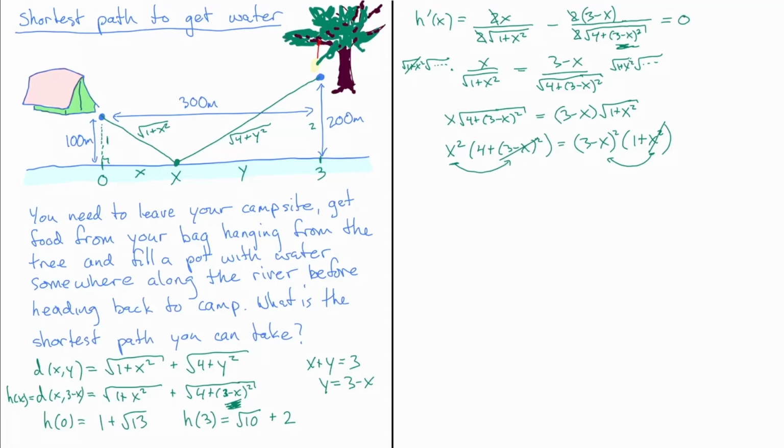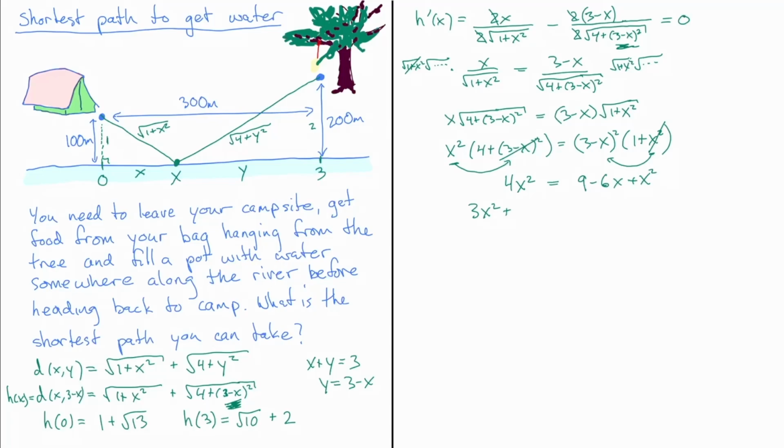So what I'm left with on the left-hand side is 4x squared, and on the right-hand side, I'm left with 3 minus x, all squared. Well, let's square that out. Let's multiply that through. So I get 9 minus 6x plus x squared. So now bringing all the terms over to one side, I'll get a quadratic.